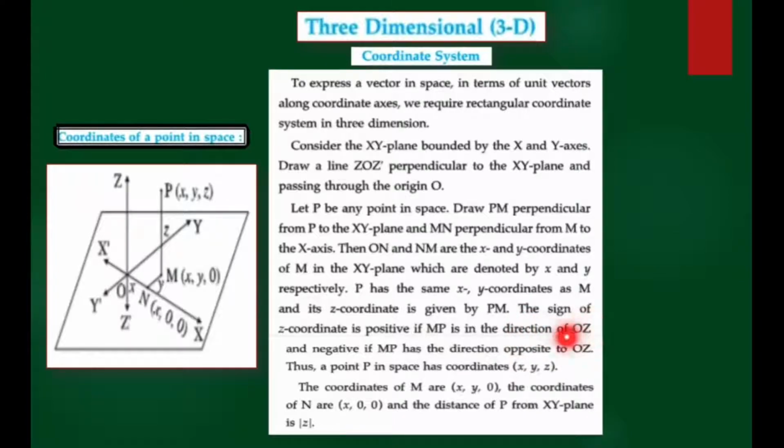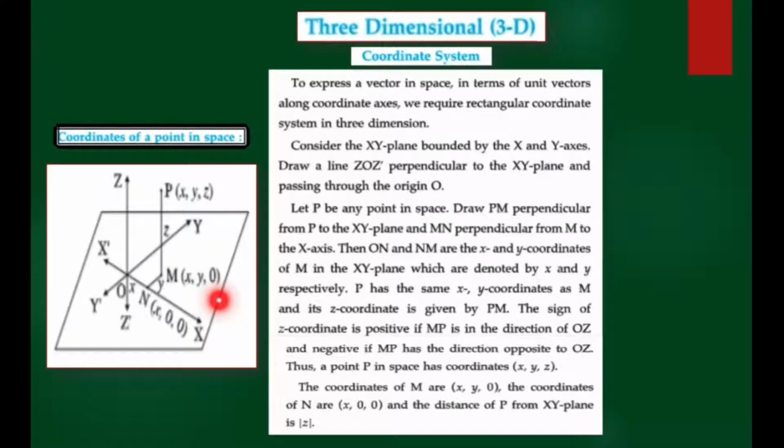The sign of z coordinate is positive if MP is in the direction of OZ. If this is in the opposite direction, then we write its sign as negative. Thus a point P in space has coordinates x, y, z. The coordinates of M are x, y, 0. When a point is in the xy plane, we consider its z coordinate as 0.